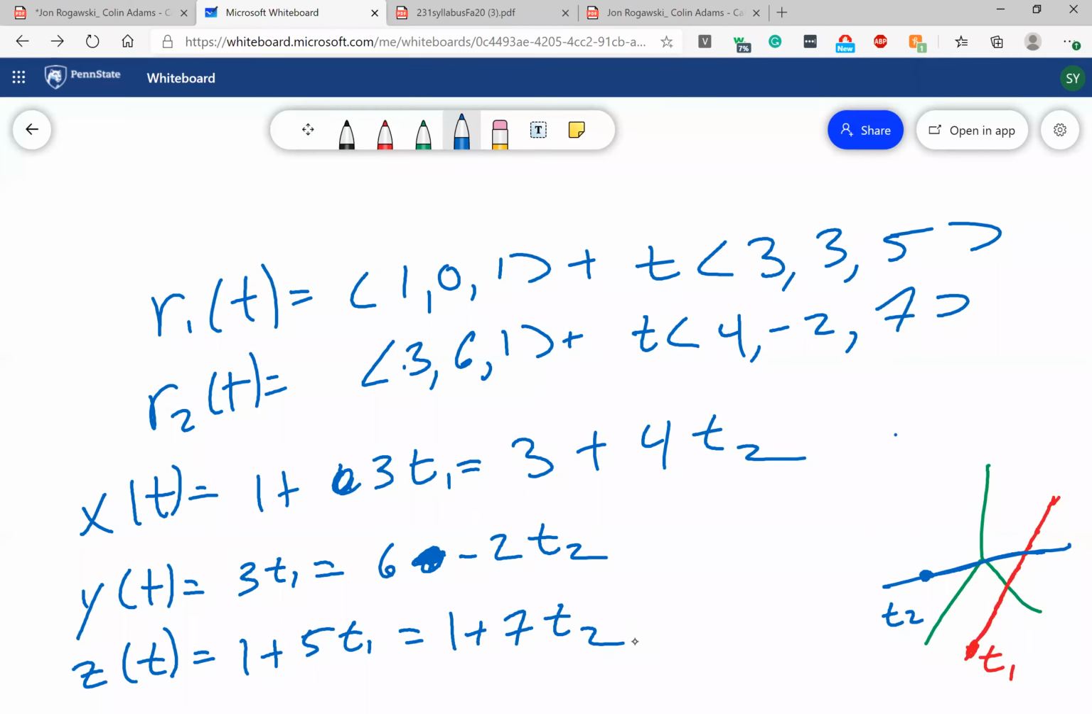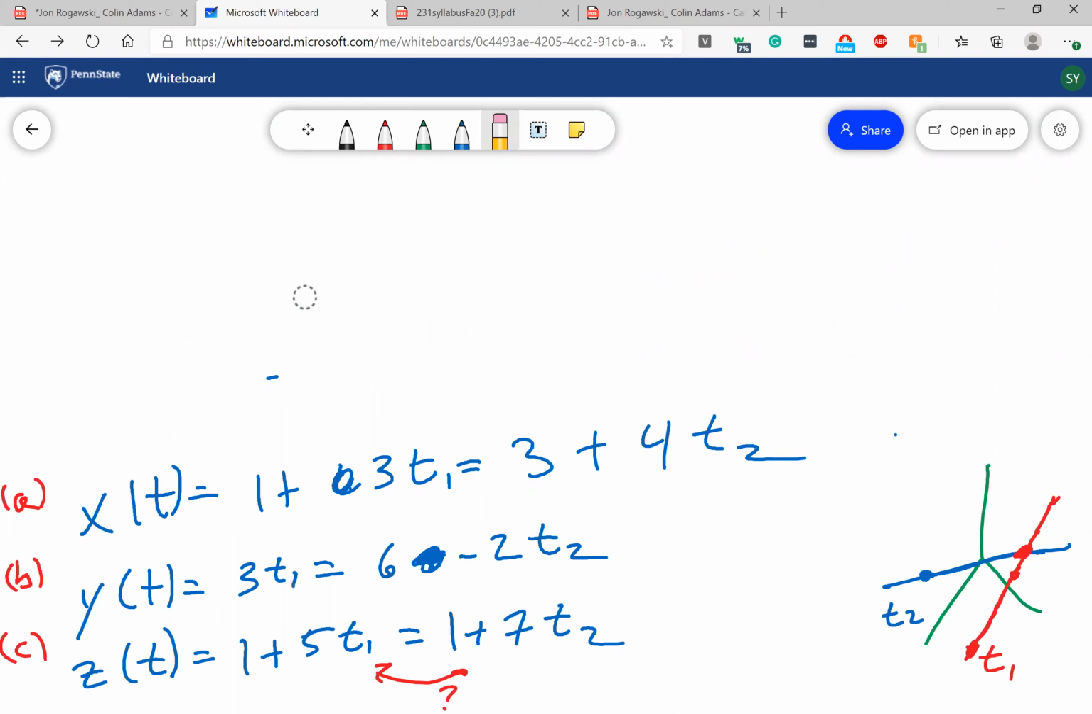Now let's call these equations A, B, and C. We're going to use equations A and B to solve for t1 and t2, and then plug into equation C to see if both sides are indeed equal. If they are, then there will be a t1 and a t2, so there'll be points where the lines intersect, and otherwise they won't. Let me erase these equations for a second.